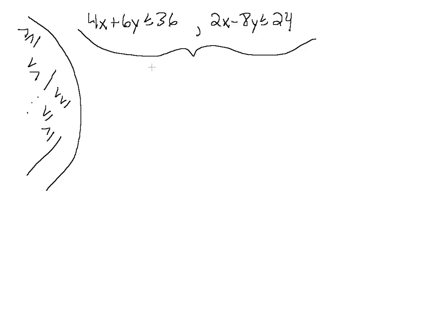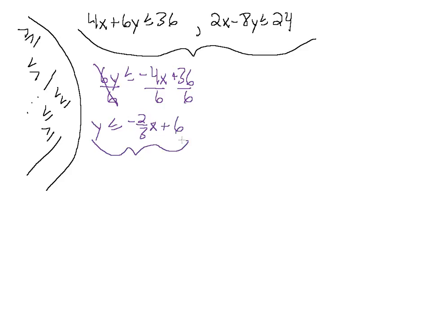So let's go ahead and rewrite these. We can subtract 4x from both sides in the first one, which gives us 6y is less than or equal to minus 4x plus 36. And we can divide everything through by 6, which isolates our y. Putting it in slope-intercept form is the same thing as solving for y. So we have minus 2/3 x plus 6. This is the slope-intercept form of this linear inequality.